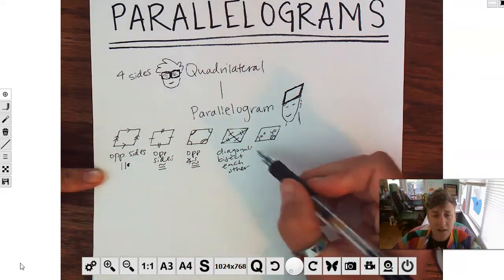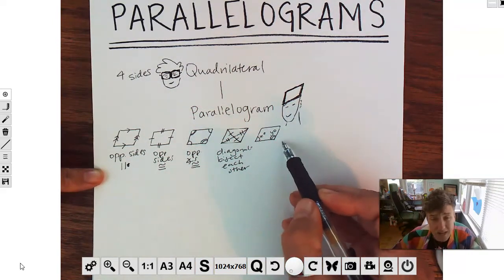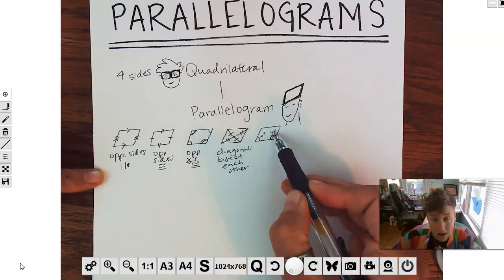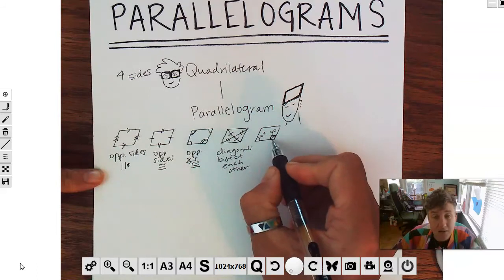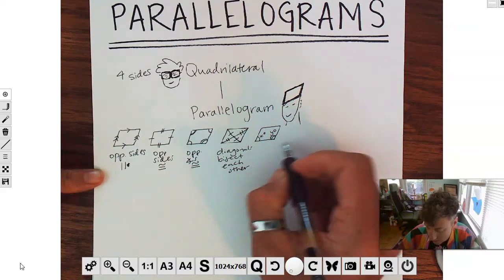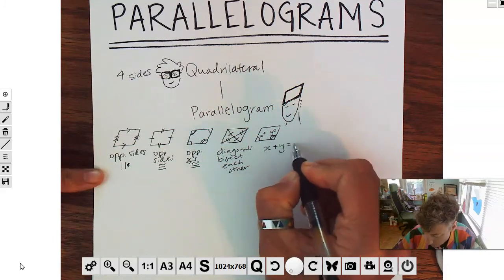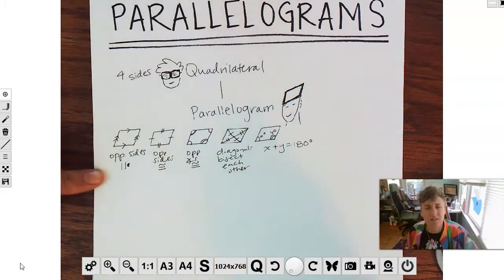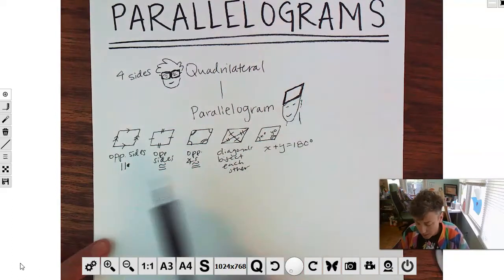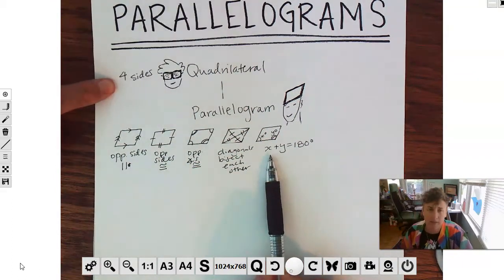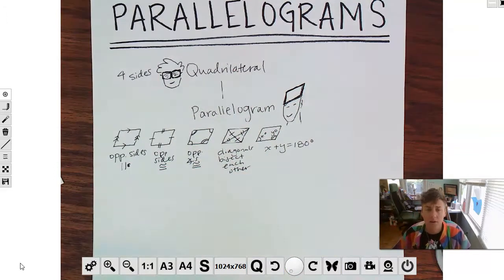And then here we have consecutive angles, angles that are right next to each other. This angle is x degrees, this angle is y degrees. These consecutive angles are always going to be supplementary. X plus y will always equal 180 degrees. So parallelogram Paul has all 5 of these things true, and he's got 4 sides from his grandma.